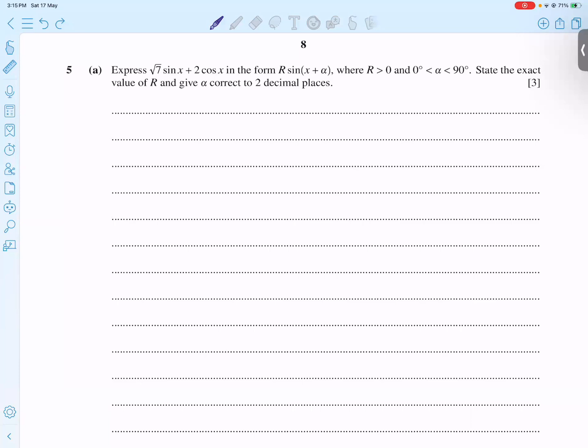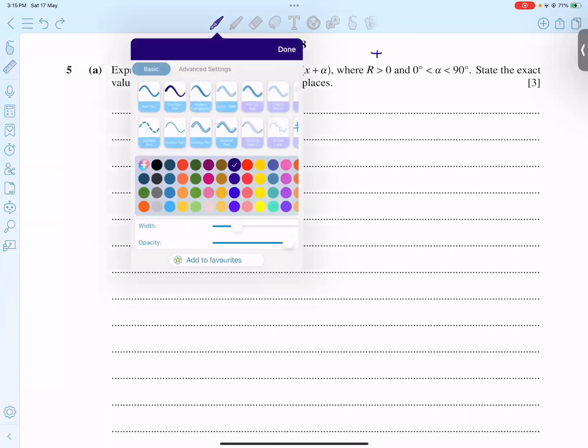Question number 5, express this into the form given. And R must be more than 0, I mean positive. And alpha must be in first quadrant. And state exact value of R and alpha to 2 dp. So let's try to do it.